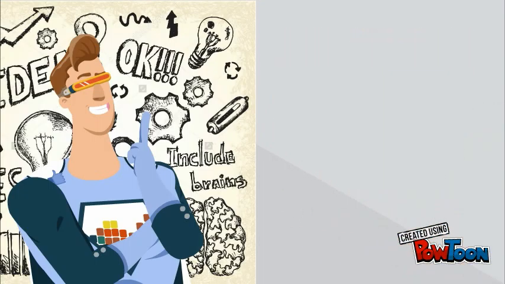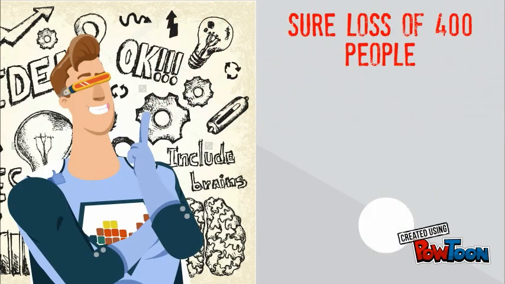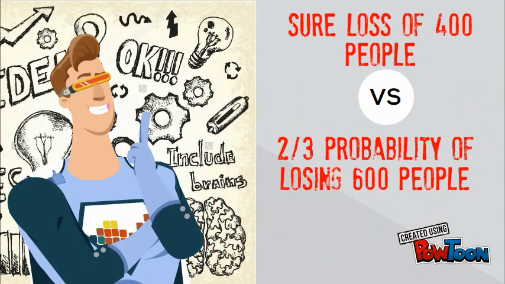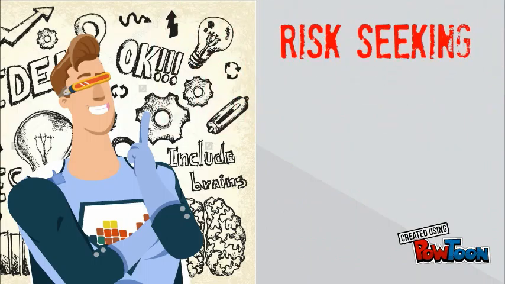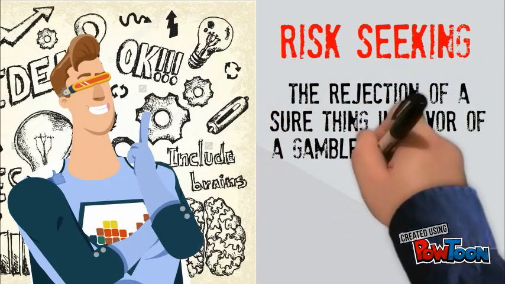On the other hand, if we told Mr. Superhero that he had the option of either losing 400 people for sure versus a 2/3 probability of losing 600 people, he would be risk-seeking and choose the gamble over the sure thing, despite the fact that both options still have the same outcome. Risk-seeking is the rejection of a sure thing in favor of a gamble of lower or equal expectation.